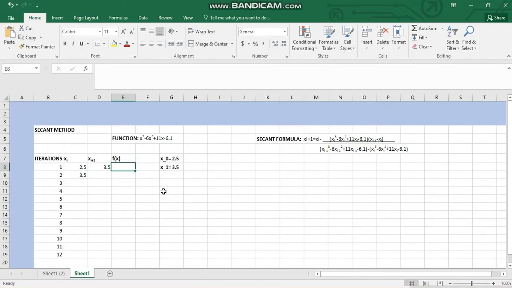Second method, problem number 2. The given function is x cubed minus 6x squared plus 11x minus 6.1. To find the value of f of x, we will just substitute the x initial to the given function, which is equal to 2.5 raised to 3 minus 6 times 2.5 raised to 2 plus 11 times 2.5 minus 6.1. Then just drag it down.